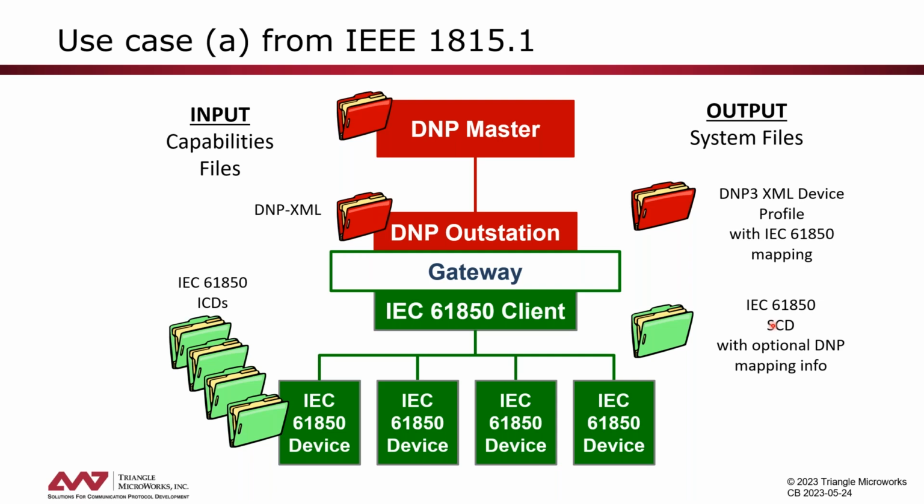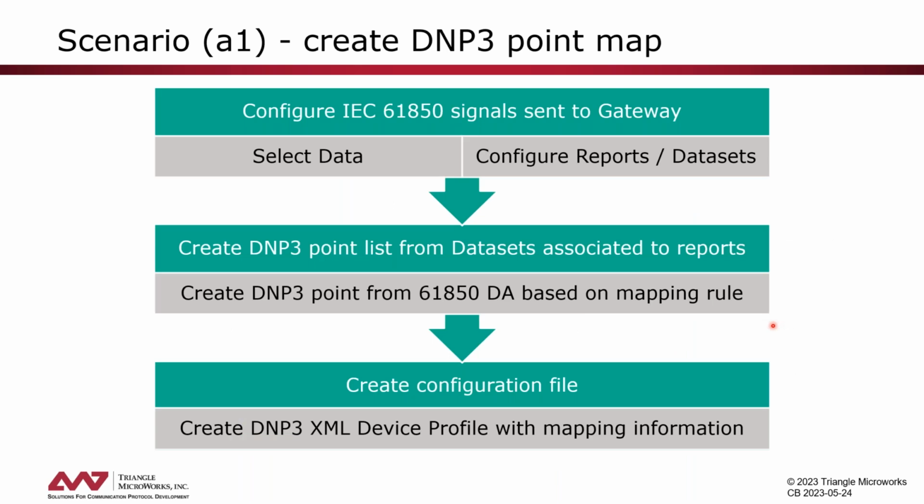The standard describes, so the IEEE 1815.1 standard describes multiple scenarios, how we do such a design. The scenario that we'll have a closer look at is called scenario A1, and that's basically the scenario where we assume we have a new system, so we can create the point map of our DNP outstation that communicates to the SCADA system.